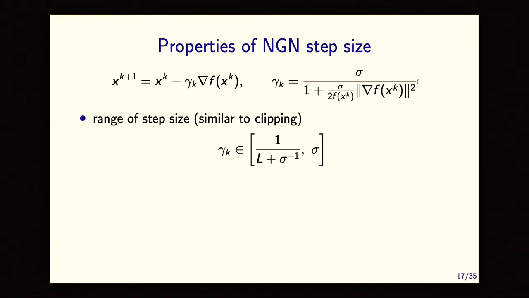There are several properties: gamma k has a range, with a lower bound and upper bound given by sigma and L, which is a smoothness parameter you may not know. You don't know it, but that does not matter. We don't need to know it.